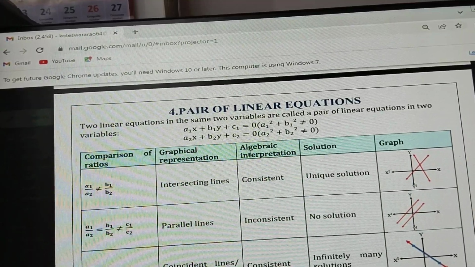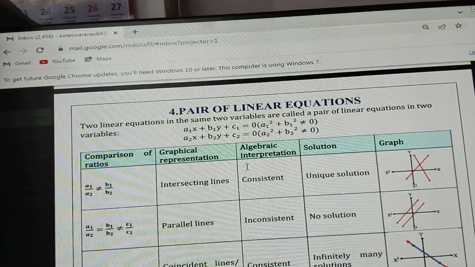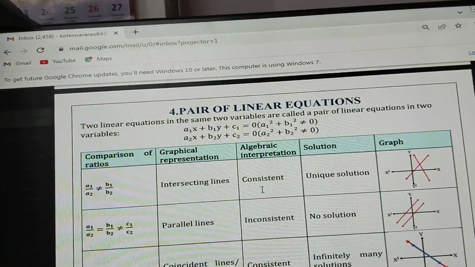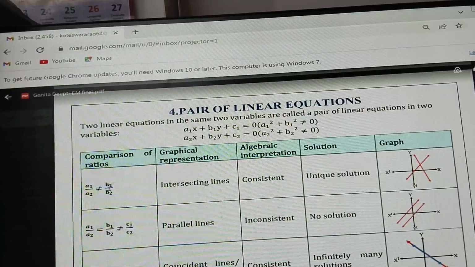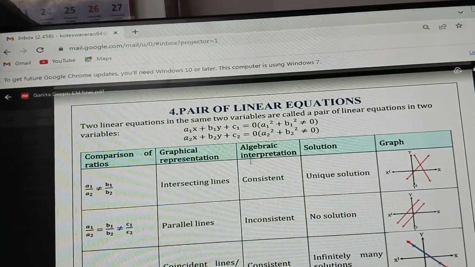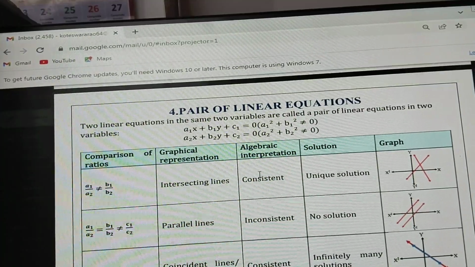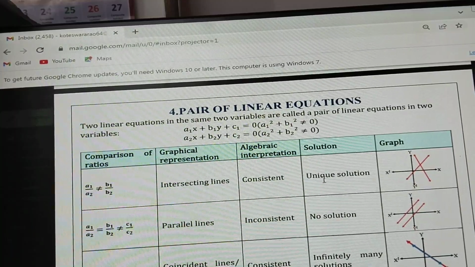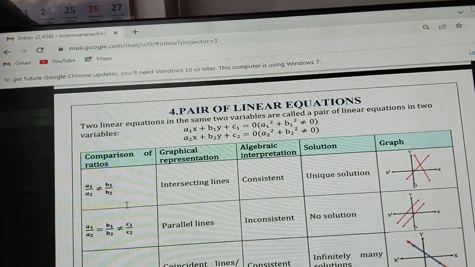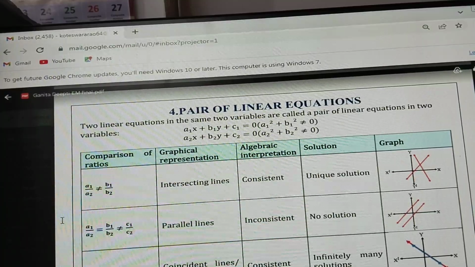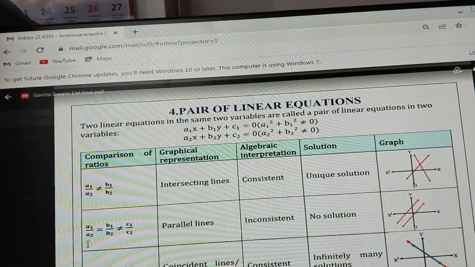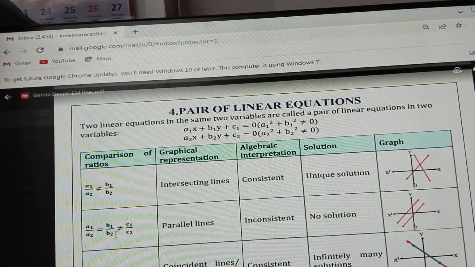Next, algebraic interpretation: consistent. When a1 by a2 is not equal to b1 by b2, the algebraic interpretation is consistent. Solution: unique solution.